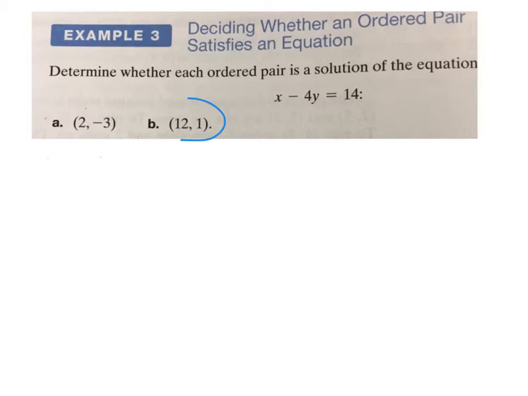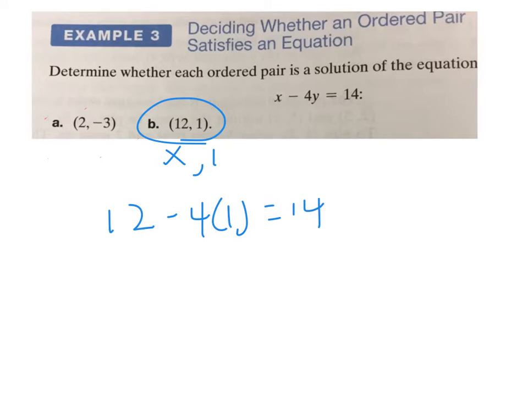So now let's check to see if this is a solution. I'm going to put 12 in for the x and 1 in for the y. So I put 12 and I put a 1 in for the y, and I see if this is a true statement. Well, this is 12, that's a -4, which happens to be 8. This is not equal, so this is not a solution.